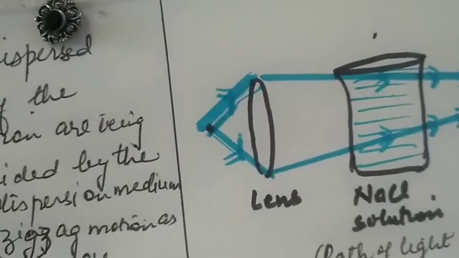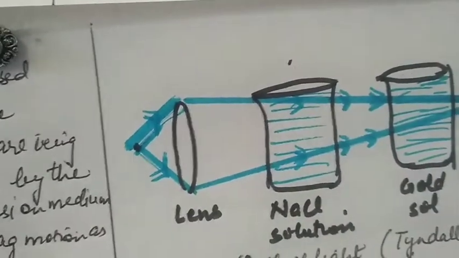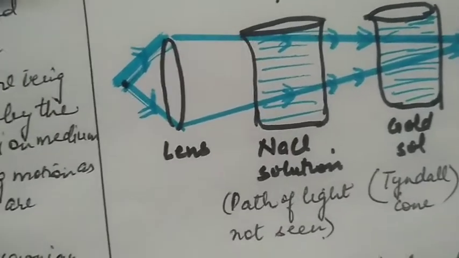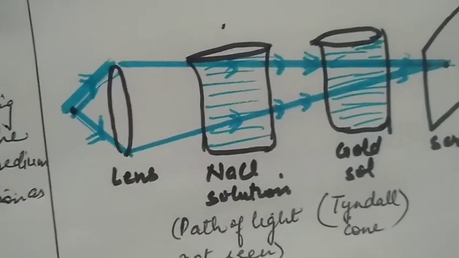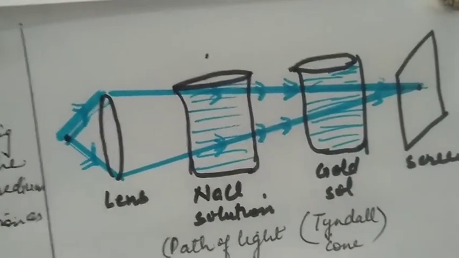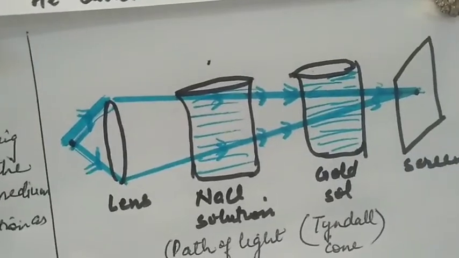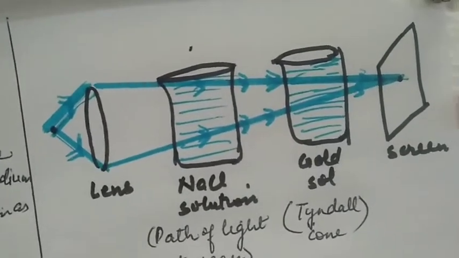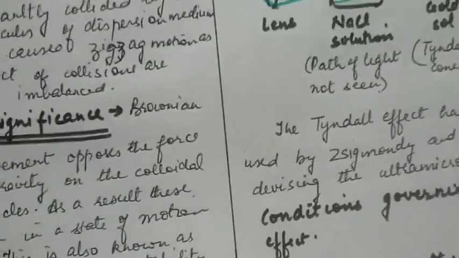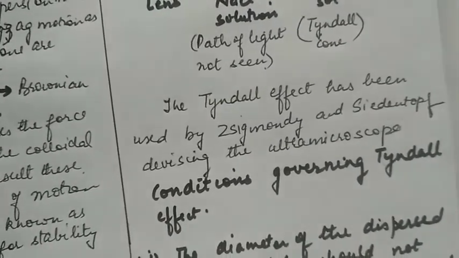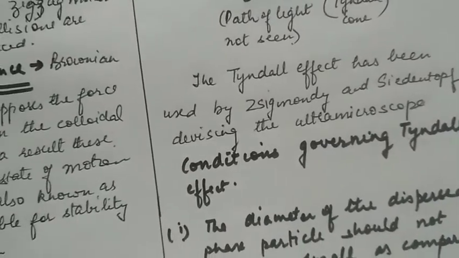So here is the source of light, it passes through the solution. When it passes through a true solution, the light is not scattered, so the path of light is not seen. But when it passes through a sol, a gold sol in this case, then because this light is scattered by the dispersed phase particles, a bluish cone is seen. This cone is called Tyndall cone. The effect is called Tyndall effect. The Tyndall effect has been used by Zsigmondy and Zeiss for devising the ultra microscope.